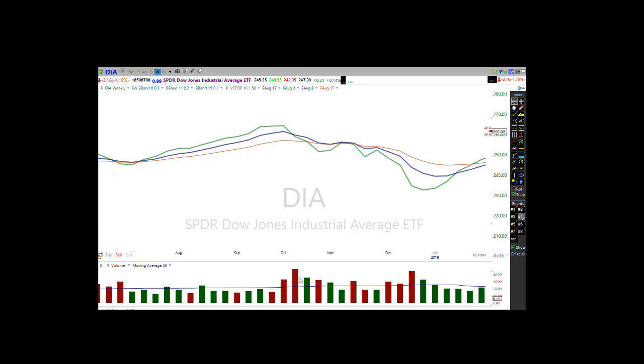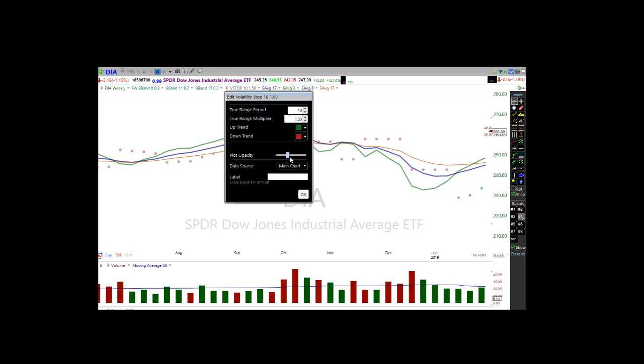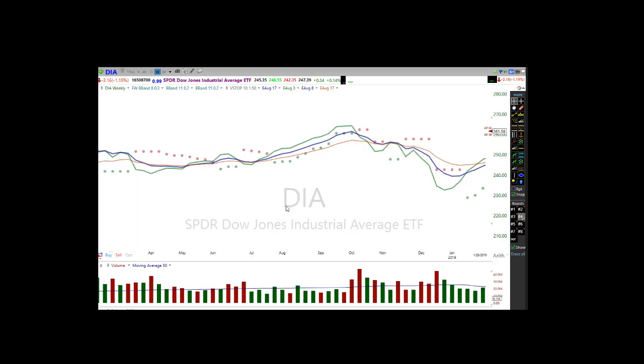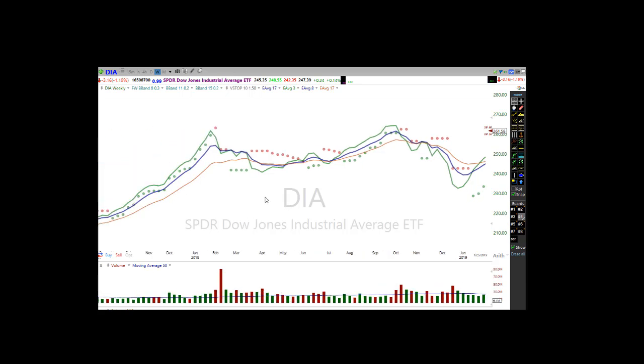Okay, now if I combine the volatility stop to that, and I'm going to keep the opacity low so it doesn't overwhelm the chart. Notice how we can use that in combination to show us when we have low risk entries or high risk entries into the trade. By the way, folks have been using this chart very effectively, making money and gaining a lot of confidence.